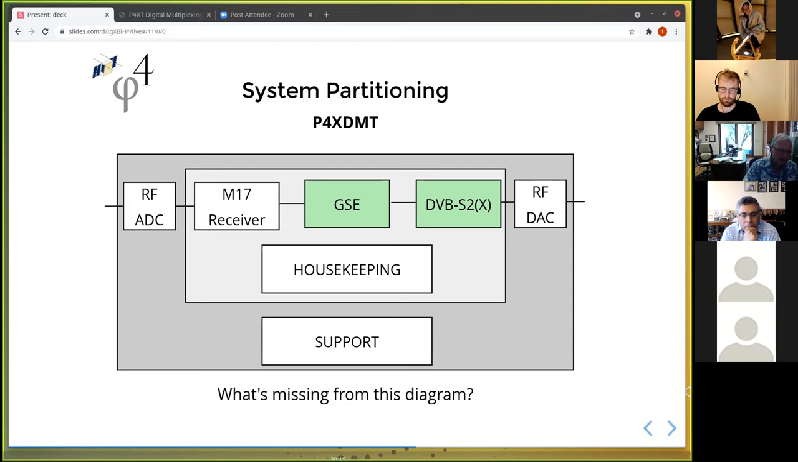But there's not going to be anything proprietary about the data we receive. It's all going to be put on the web. And this is a DVB-S2, S2X standard downlink.